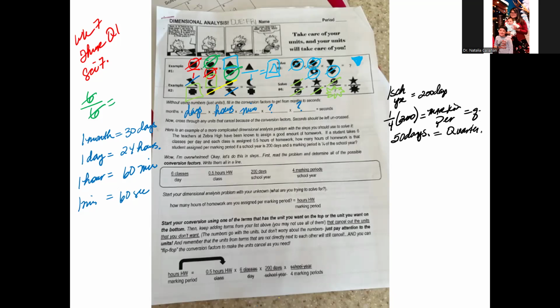And it says 6 classes a day. So there's 6 classes equals 1 day. Okay, 1 class is 0.5 hours of homework, right? All right, so then this is what we're gonna do. 6 classes a day times half an hour per class, right? And how many days are there? 200 days a year. 4 marking periods in the year, right?